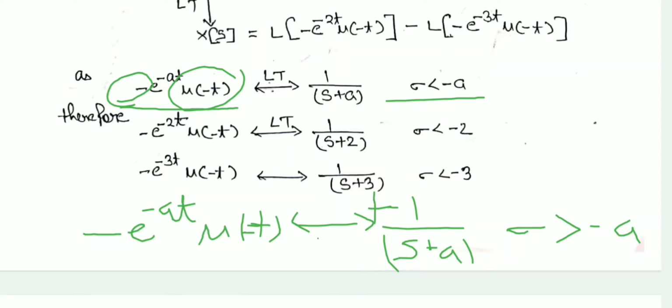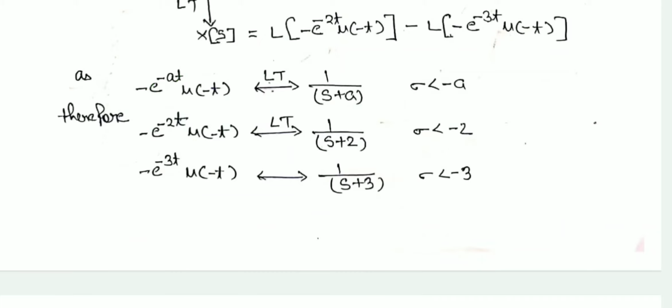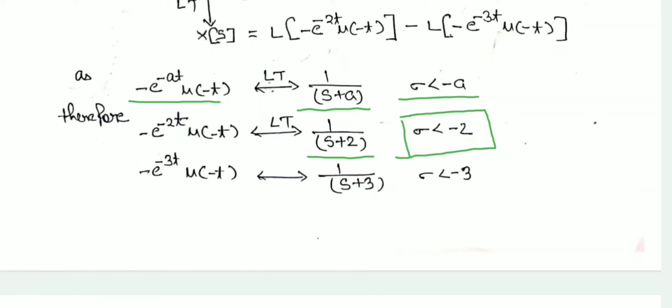Okay, you remember this point. Therefore, for this signal the Laplace transform becomes 1 upon s plus a, and the ROC becomes left-sided because the signal is left-sided. Therefore, the Laplace transform of e to the power minus 2t u of minus t is 1 upon s plus 2, and the ROC is sigma less than -2. Similarly, for this case the Laplace transform is 1 upon s plus 3, and the ROC is sigma less than -3.